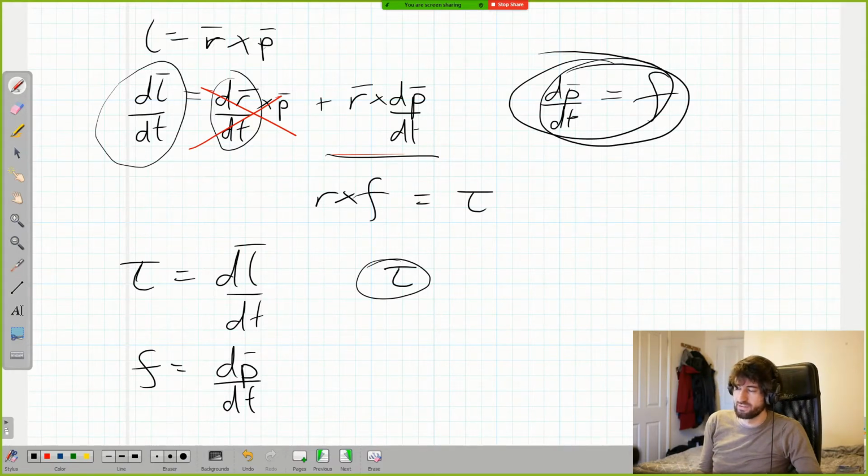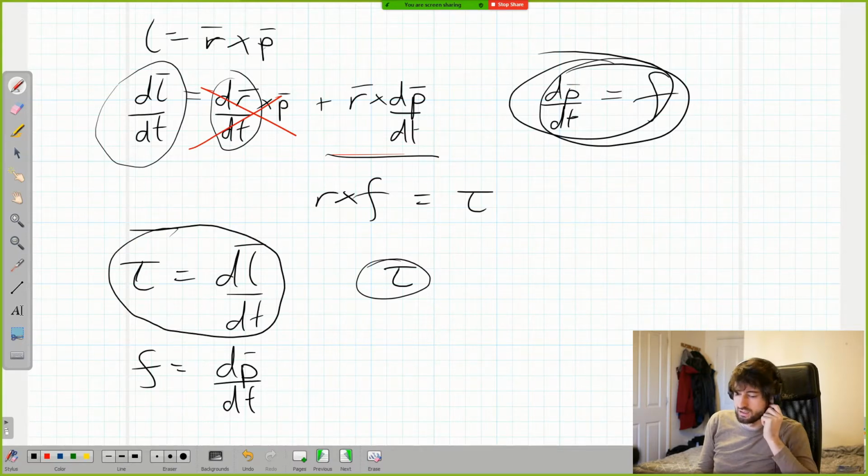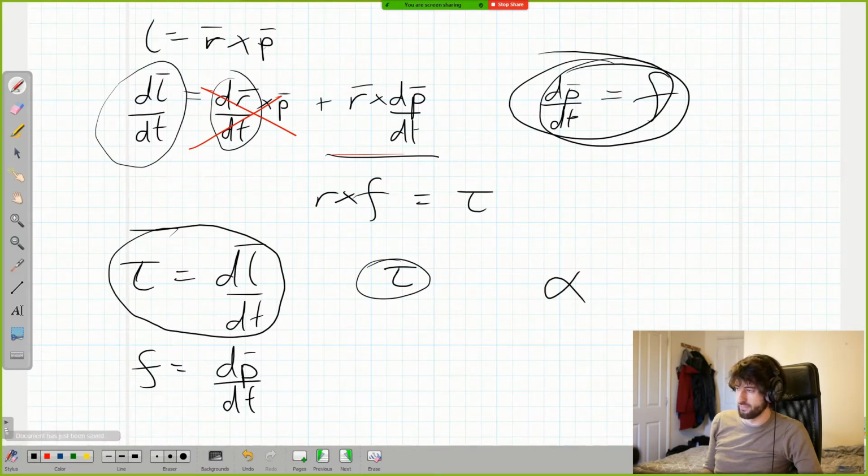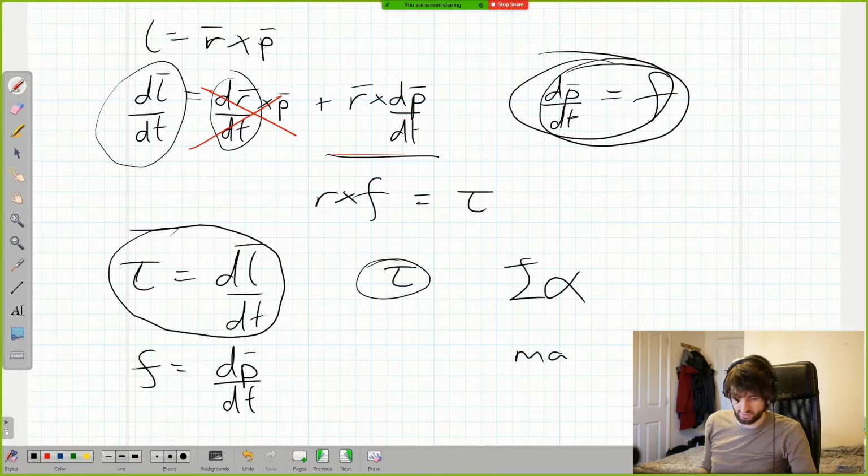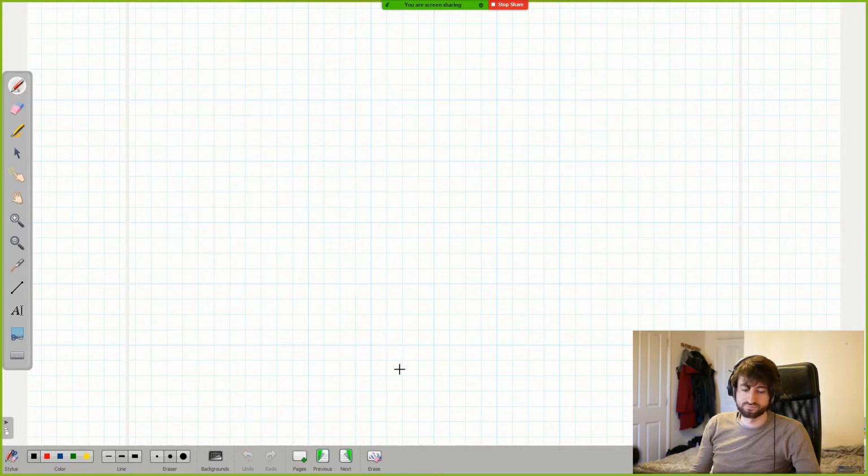So when I apply a torque to something, I can accelerate it angularly. I can give it an angular acceleration, which we call alpha. Instead of ma, we have something else, I alpha, which we'll get into in a minute. But in the meantime, let's talk about torque.